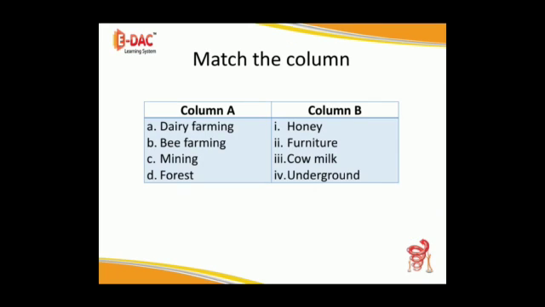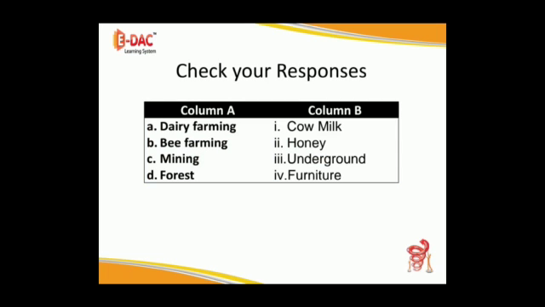Match the column. Column A: dairy farming, bee farming, mining and forest. Column B: honey, furniture, cow milk and underground. Check your responses here. Cow milk is matched to dairy farming. Honey is matched to bee farming. Underground is matched to mining. And furniture is matched to forest.